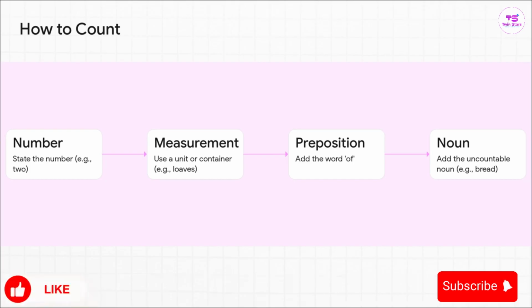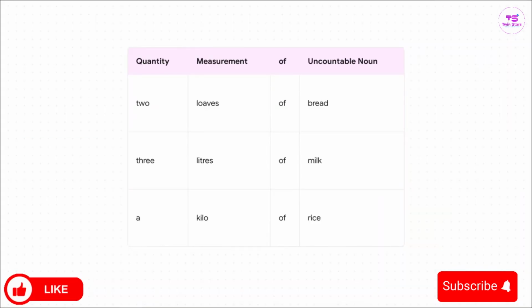It's really that easy. Take a mental snapshot of this breakdown. This is exactly how you safely and correctly ask for specific amounts of things. Just look at how beautifully this formula works in the real world. We don't say 2 breads, we say 2 loaves of bread. We count the loaves. We don't say 3 milks, it's 3 liters of milk. We're counting the liters or the kilos, not the rice itself.